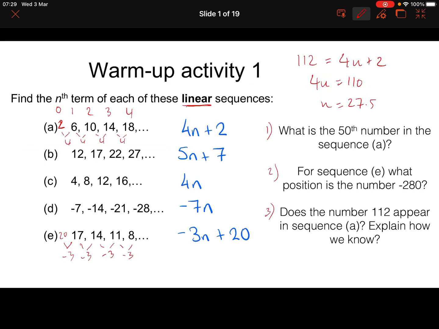27.5. Well, what does that suggest? That suggests that 112 does not appear in this sequence because you're getting n as not an integer.